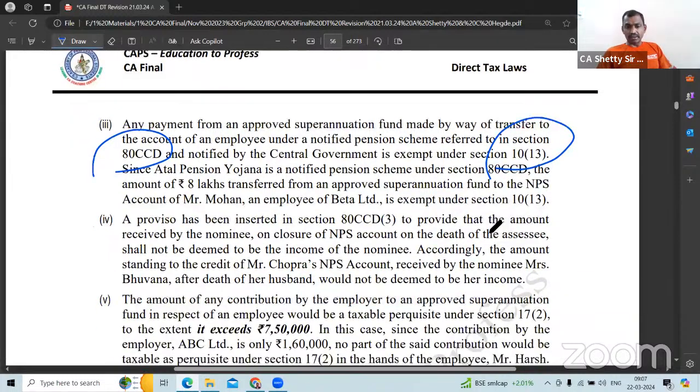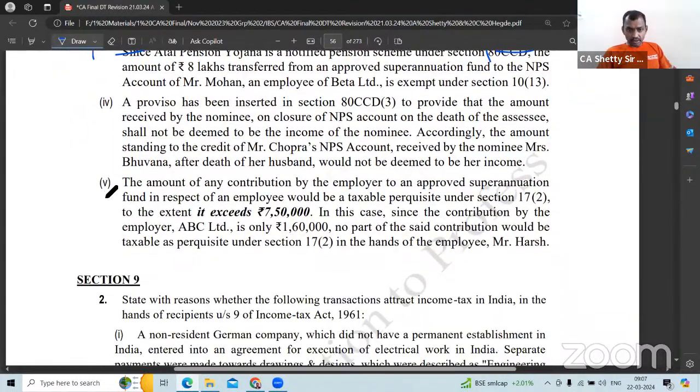The superannuation fund amount received is also exempt under section 10(13). Three years back there was an amendment: whenever you contribute to RPF, approved superannuation fund and NPS above 7,50,000, the excess is also taxed. So there is double taxation here. Assuming I contribute 15% to RPF, 3% is taxable as per the original law, up to 12% exempted.